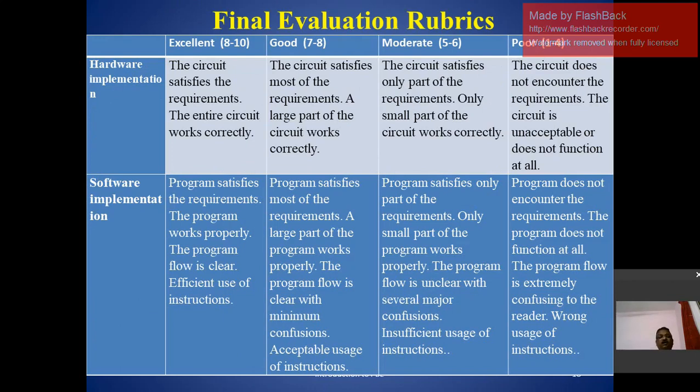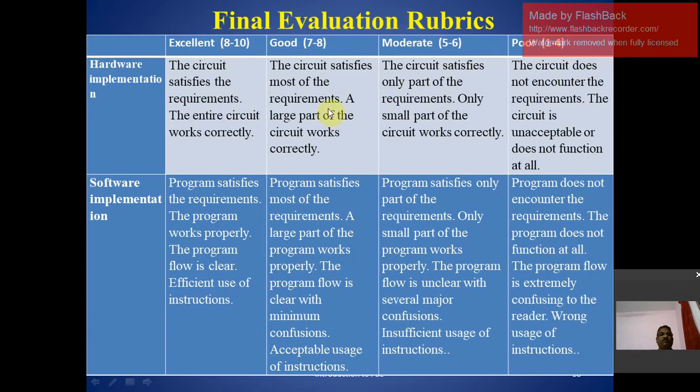Then there are the remaining 45 marks. Here, hardware implementation or hardware functionality is for 10 marks, and software functionality or software implementation is also for 10 marks. So the max marks here is 10. For excellent I have given 8 to 10 marks. You may change this. Good is 7 to 8, moderate 5 to 6, and poor varies from 1 to 4.